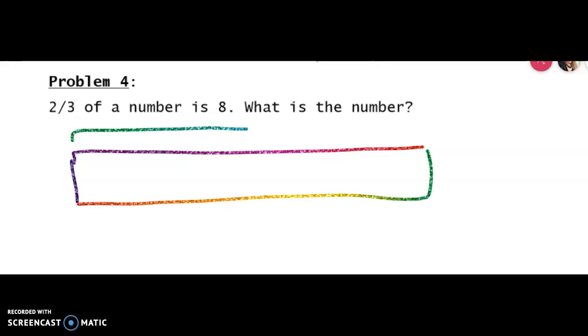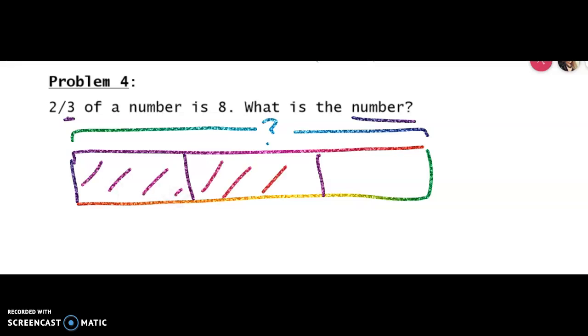And do we know the total? No, we don't. That's what we're solving for. But we do have some information. First of all, we know that the total is being broken up into 3 equal parts because the denominator is 3. So we can draw 2 lines to represent the 3 parts. And we know that 2 of these 3 parts is equal to 8.